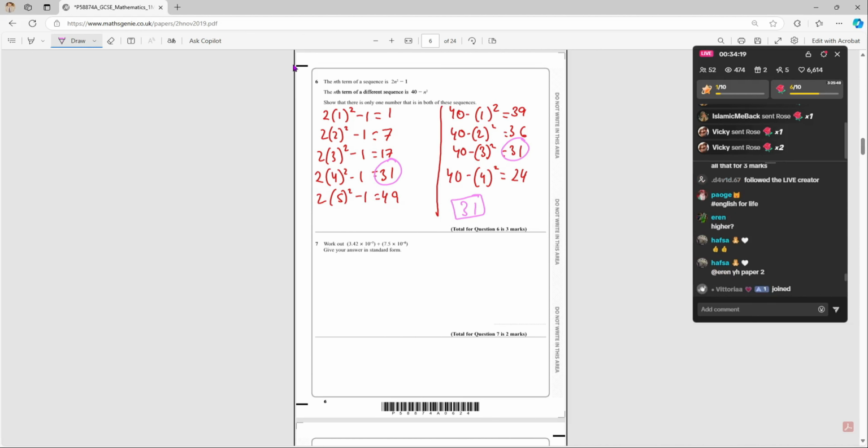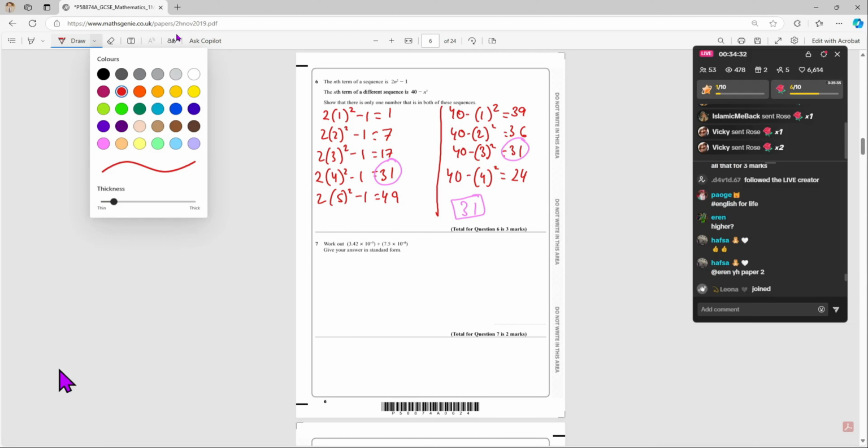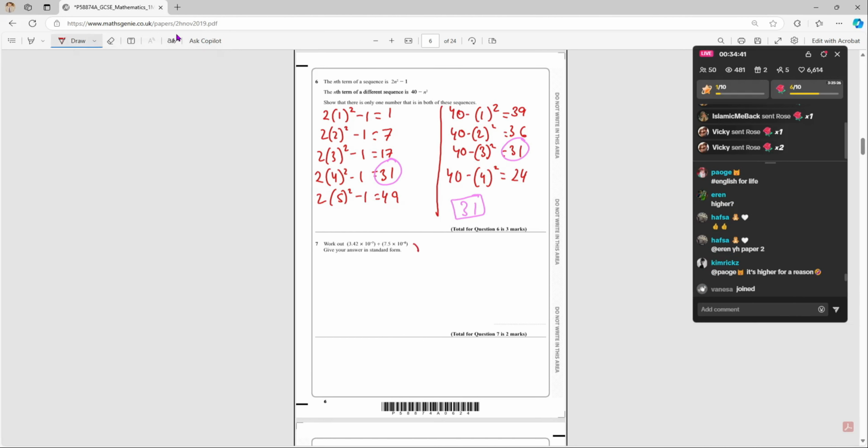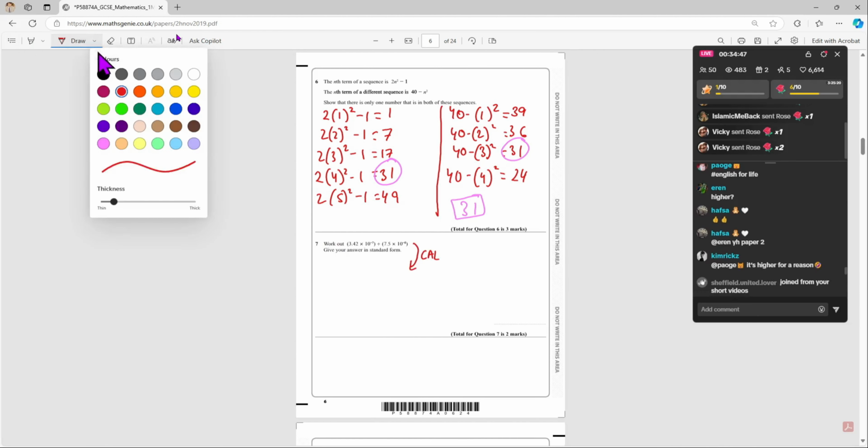So, moving on to our next question. We have to work out 3.42 times 10 to the power negative 7, divided by 7.5 times 10 to the power negative 6. Normally on the non-calculator paper, you have to do 3.42 divided by 7.5 and use your rules. But in this case, since this is the calculator paper, you basically put this into your calculator, just like how it is. Use the brackets as well to get the accurate answer.